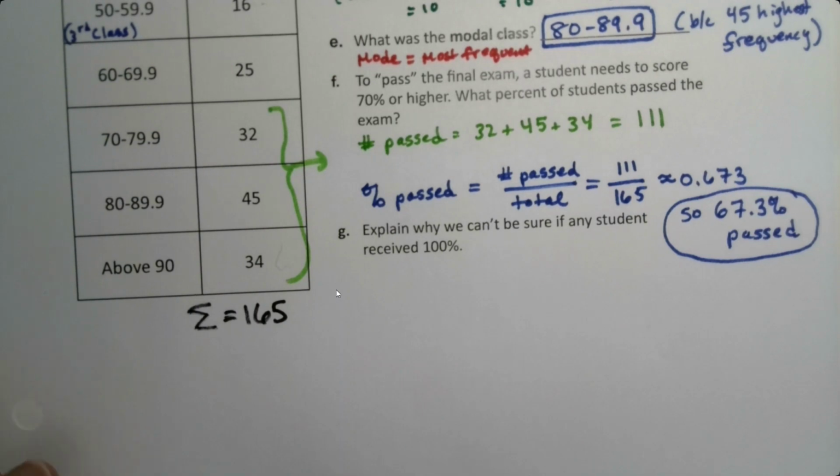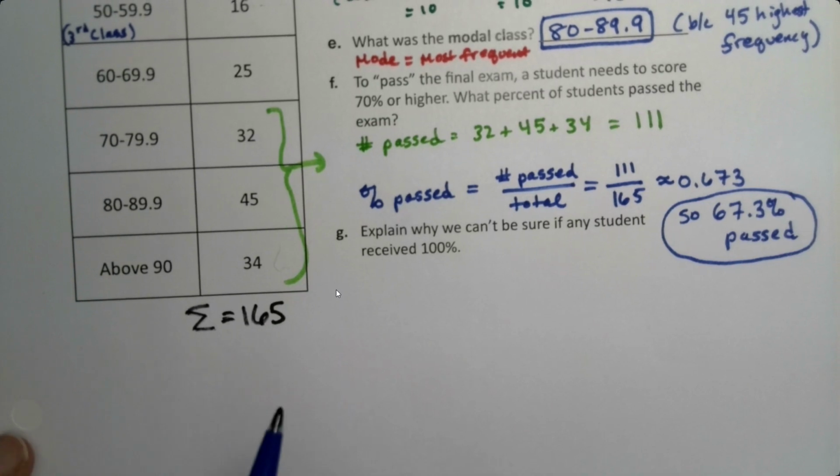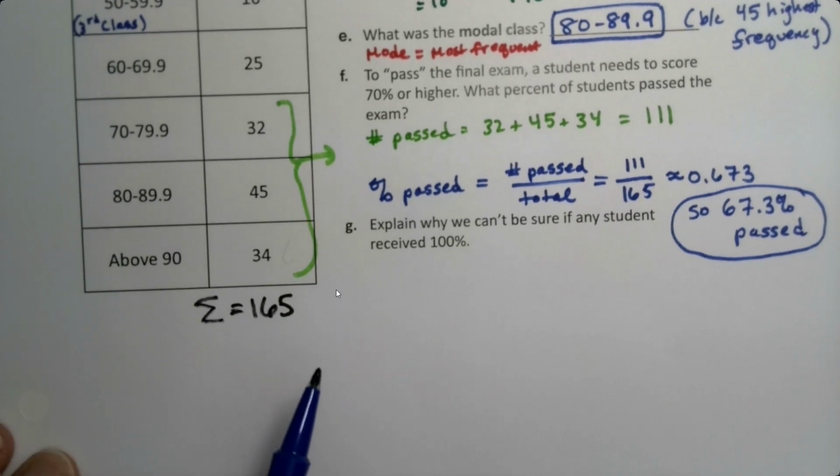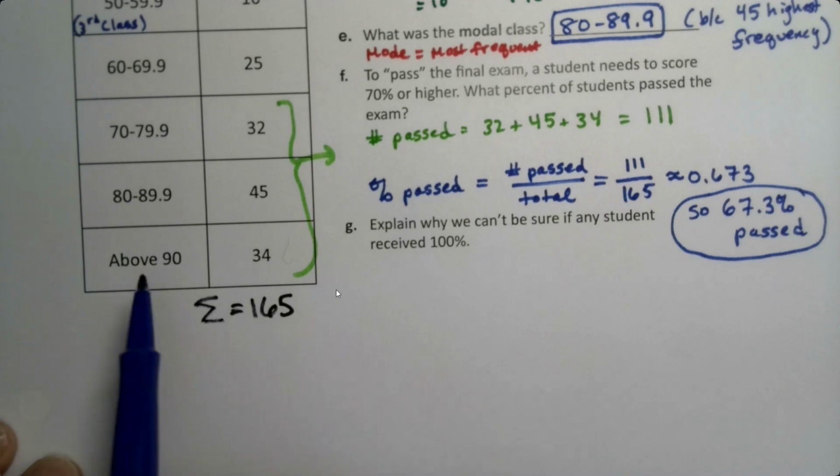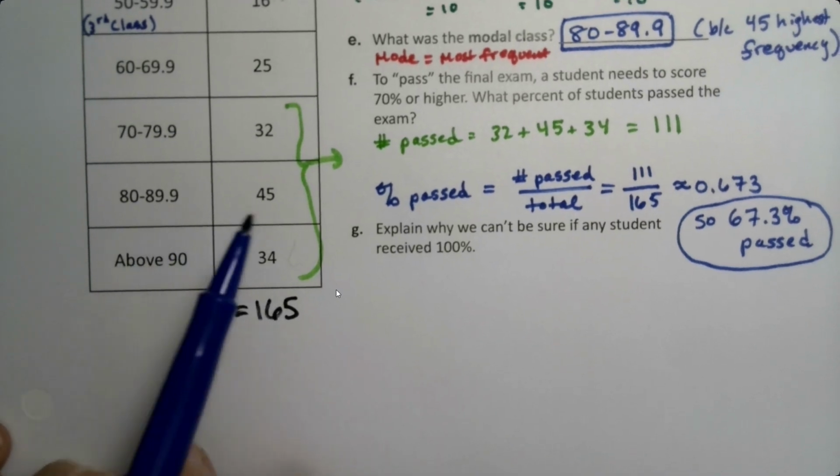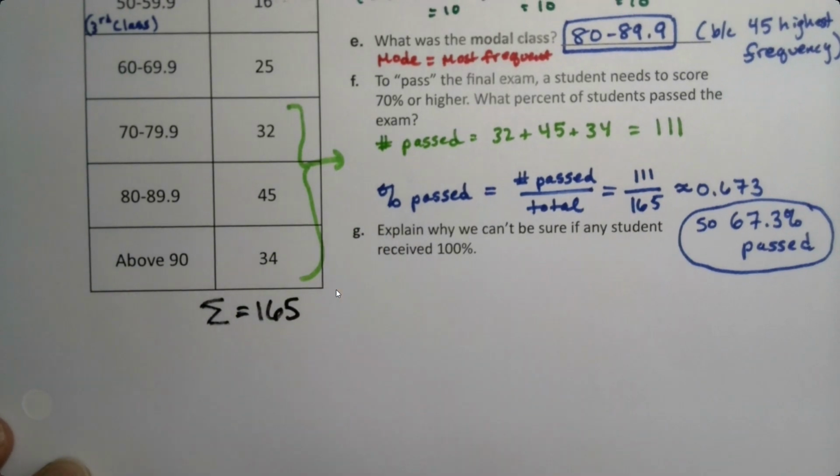All right, last but not least, why do we not know? Explain why we can't be sure if any student received 100%. We're actually not sure of any percentage. This just for the record, there's nothing special about 100%. There's actually two things going on. We don't know why anybody got anything, right?